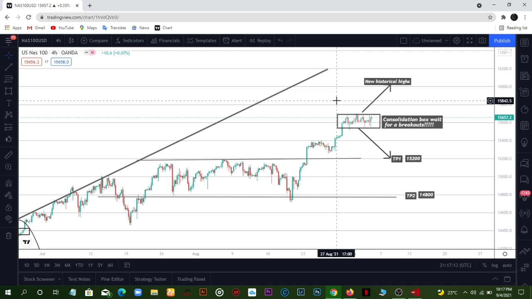But this is just the overall analysis. Okay, this is what we are going to expect from the Nasdaq market next week, and maybe a little bit of the next 2 weeks.